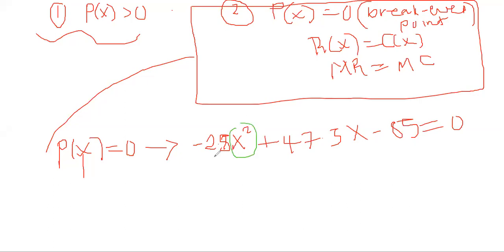So all I need to do is to divide every term by negative 2.5.